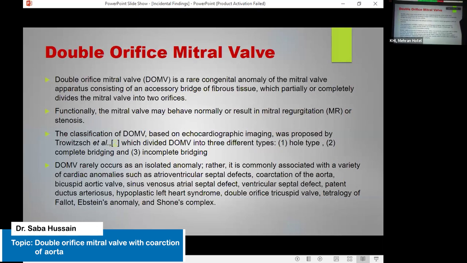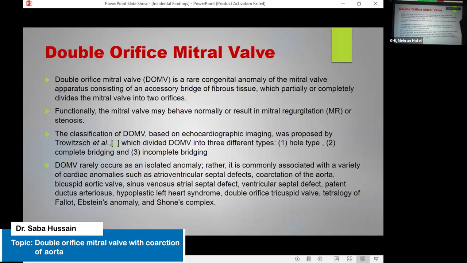It can be divided into three different types depending on the severity of division of orifices. A hole type that has a rudimentary orifice, a complete bridging like in our case that has two almost equal orifices of the mitral valve, and incomplete bridging that only has a fibrous bridge connecting the tips of the anterior and posterior mitral leaflets. It's usually associated with other abnormalities like coarctation of aorta, like in our case, VSDs, ASDs, hypoplastic left heart syndrome, double orifice tricuspid valve and Shone's complex, and many others. In very rare cases, less than 3%, it is isolated in actual.